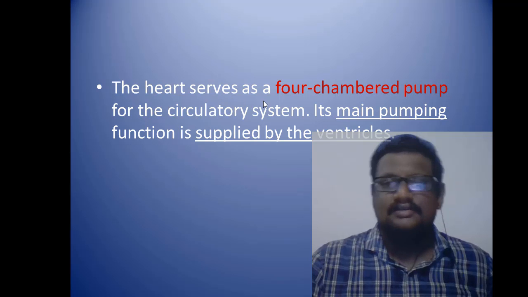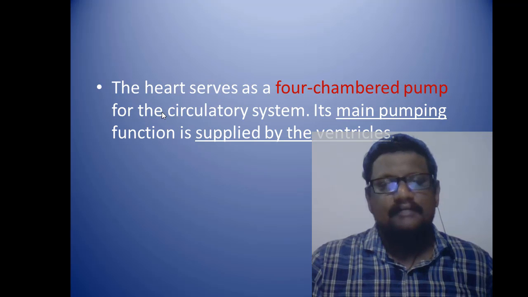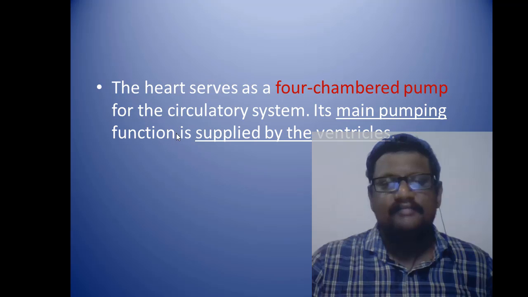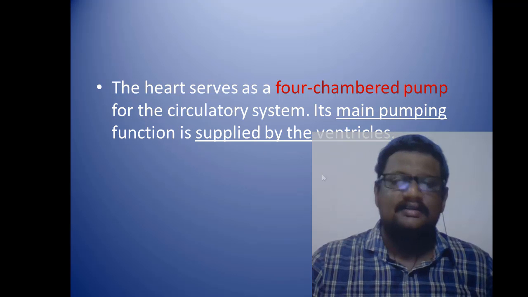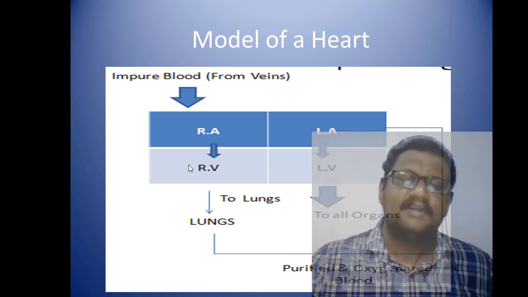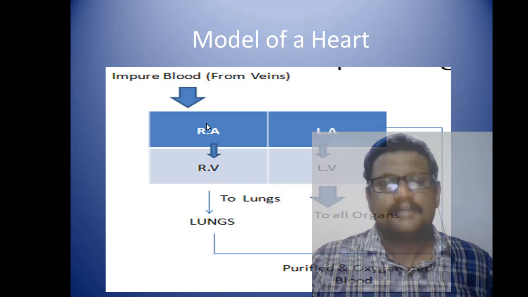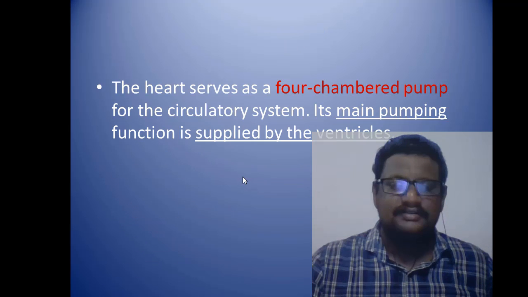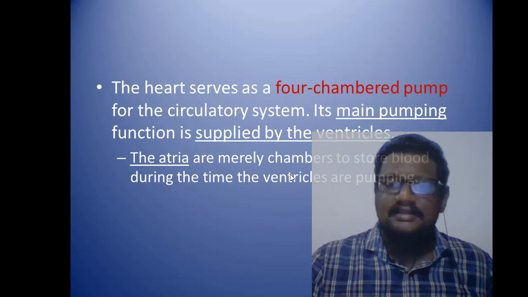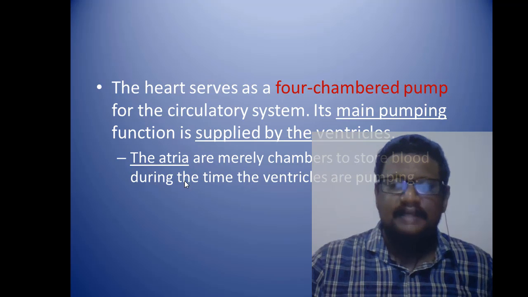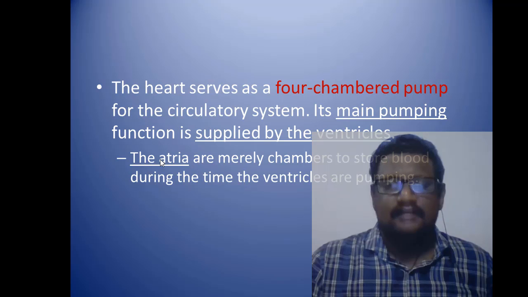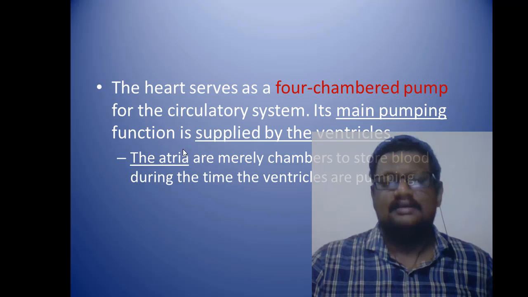The heart serves as a four-chambered pump for the circulatory system. Its main pumping function is given by the ventricles, whereas the atria simply pump the blood from atria to ventricles. The atria are merely the chambers to store the blood during the time the ventricles are pumping. For a mere storage for some time, atria is there.